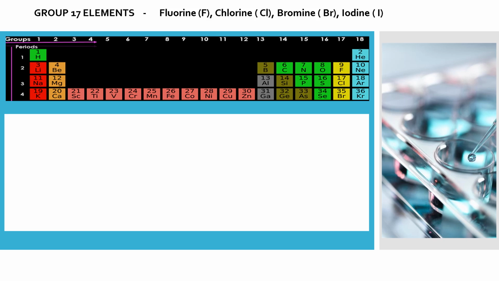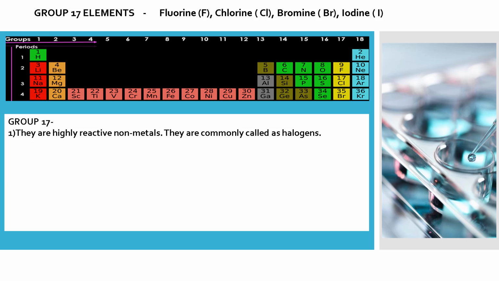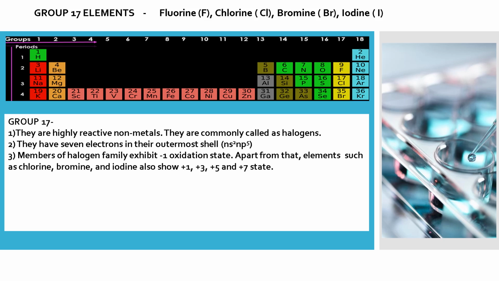They are fluorine, chlorine, bromine, iodine and so on. These group 17 elements are highly reactive non-metals. They have 7 electrons outside, and so they are very reactive, gaining electrons. They are commonly called halogens. They have an outermost shell configuration of ns2 np5. The members of the halogen family exhibit the -1 oxidation state. Apart from this, elements such as chlorine, bromine and iodine also show +1, +3, +5 and +7 states.